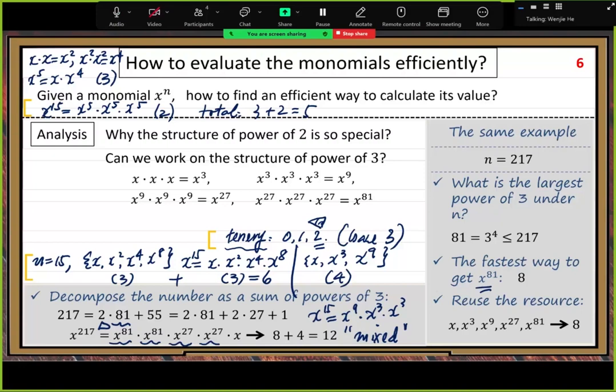Well, how to mix? How to use some efficient way to find the mixed way? That's an interesting question. You can think about how to mix repeated squaring and repeated cubing. Now, I do not know the answer. I just throw out this question. If you want to think about it, later we can discuss it.